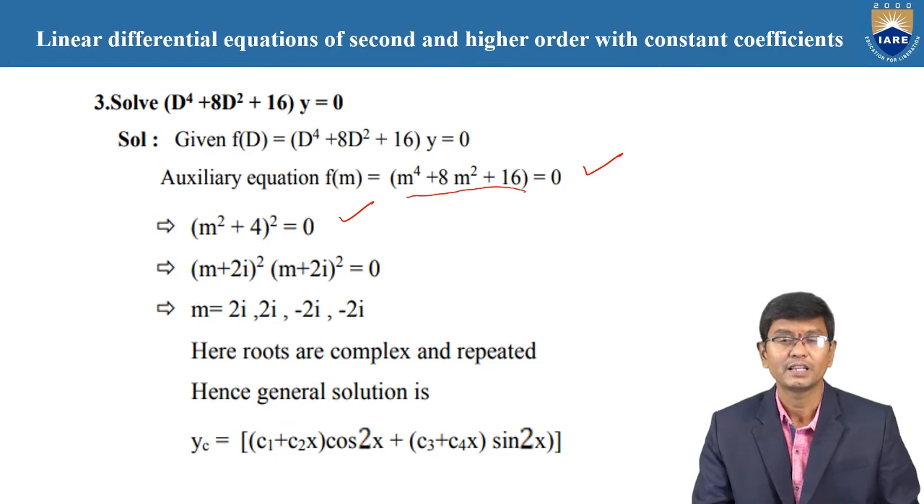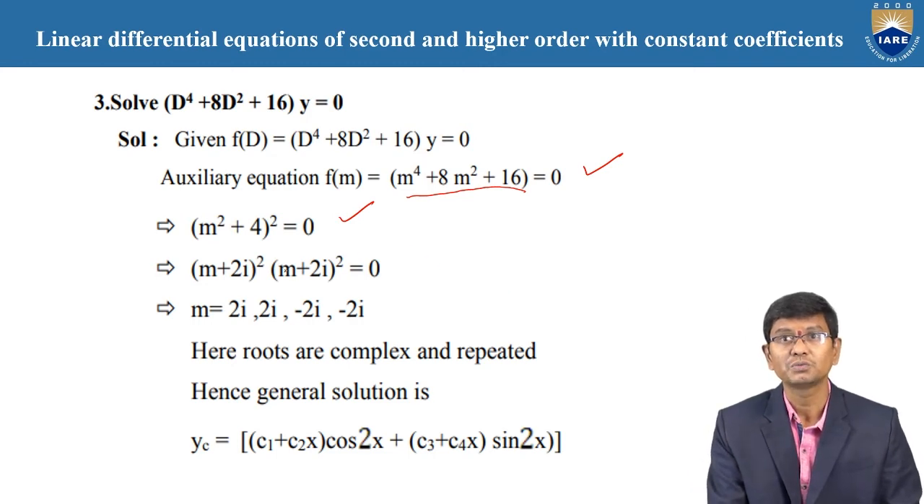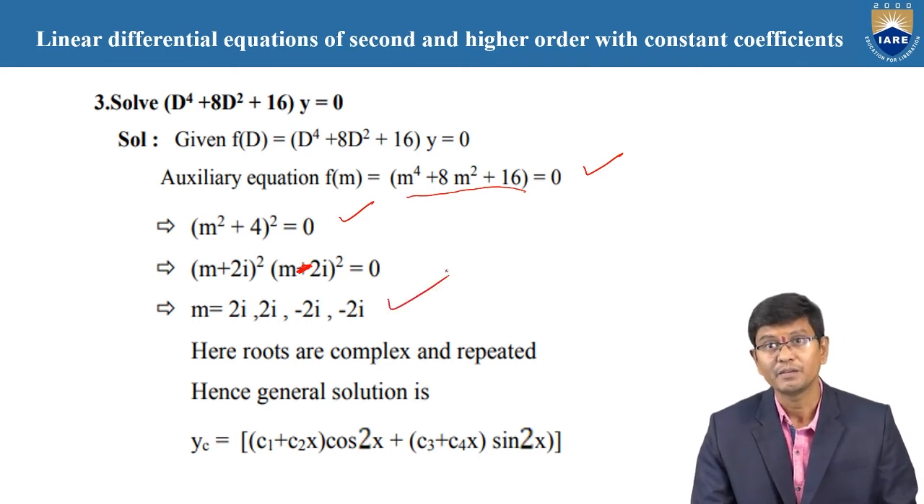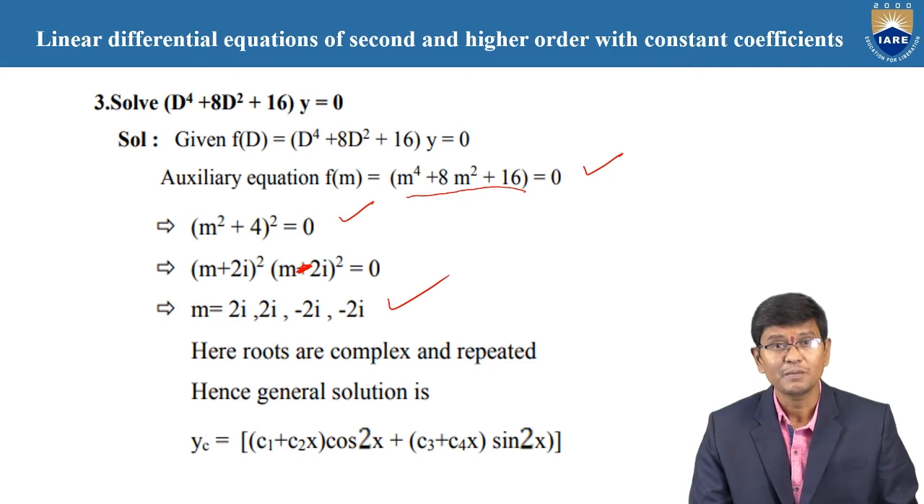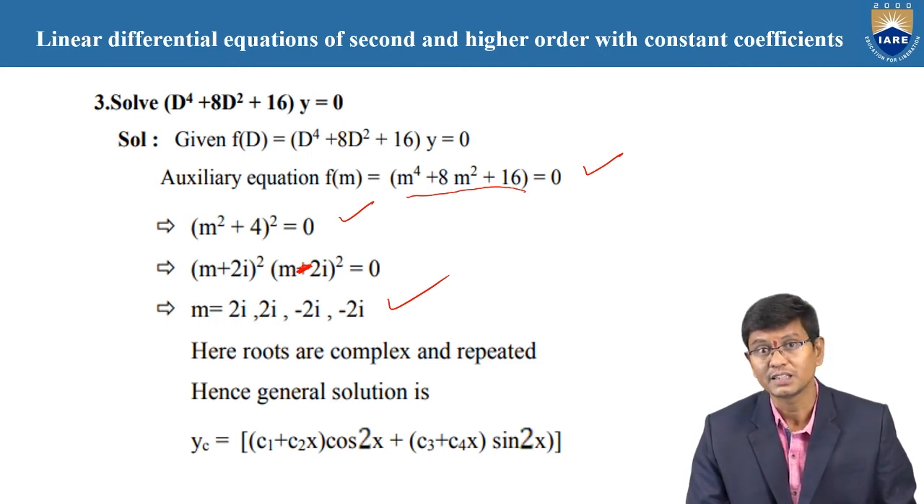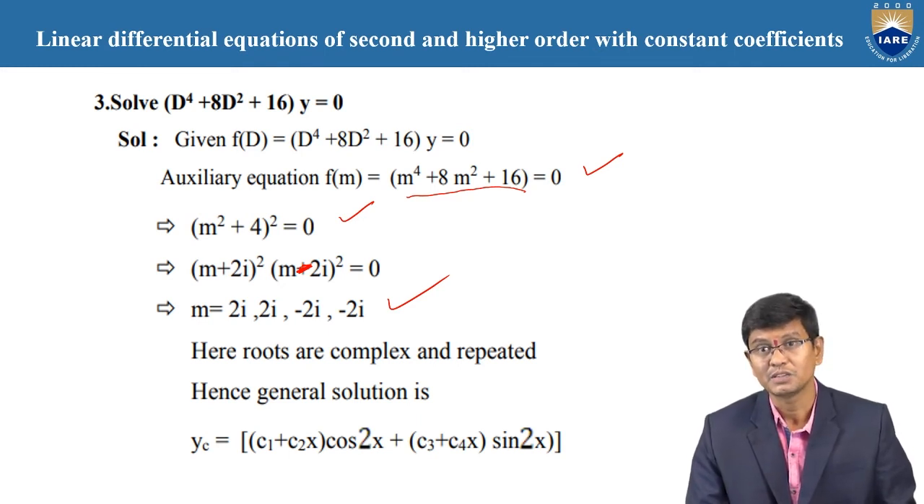Now here we need to find the 4 roots. Here m square plus 4 whole square is nothing but m plus 2i whole square and m minus 2i whole square. Therefore, with the help of m plus 2i and m minus 2i whole square, we obtain that m is equal to 2i is repeated, and minus 2i is also repeated. Therefore, according to the working rule for repeated roots, the real part is 0 and the imaginary part is plus 2 one time and minus 2 the other time.